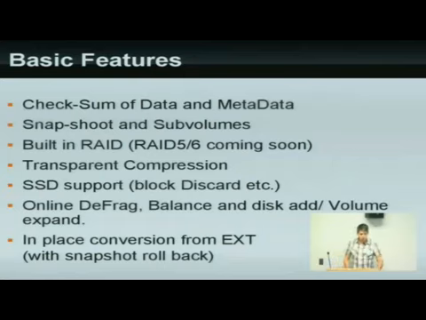It's also going to do online defrag and balance, which is basically spreading the data across the disks so as to use the disks more evenly. You can add disks to the pool of disks being used and take them away on the fly. Although when I tried it this afternoon, it didn't work. Apparently there's a bug. Like I said, it's a new file system. And you've got the in-place conversion, like I was saying, from ext with snapshot and rollback.